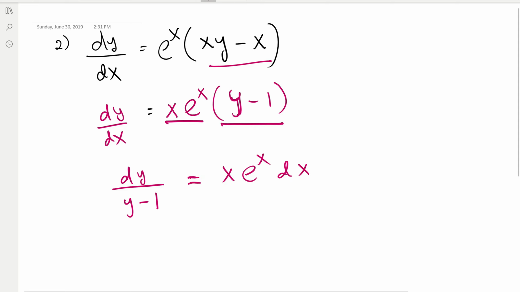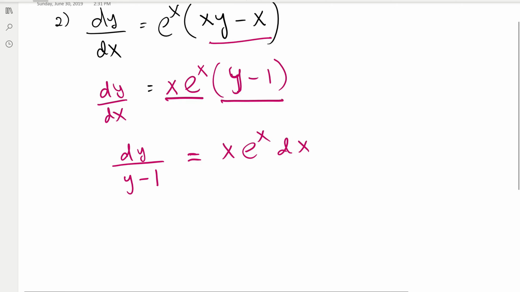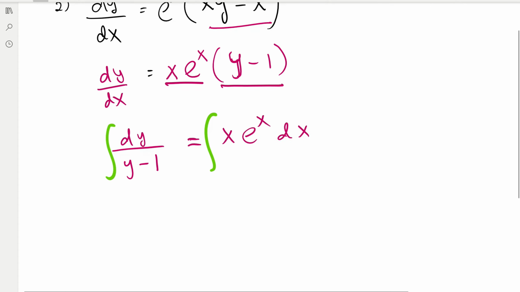Okay, so this problem is going to be slightly different from the example that we saw before. Now let's integrate. If you integrate the left hand side, it's going to be very straightforward. If you know the basic integral rules, it's going to be natural log absolute value of y minus 1. Okay, now how do we integrate the right hand side?